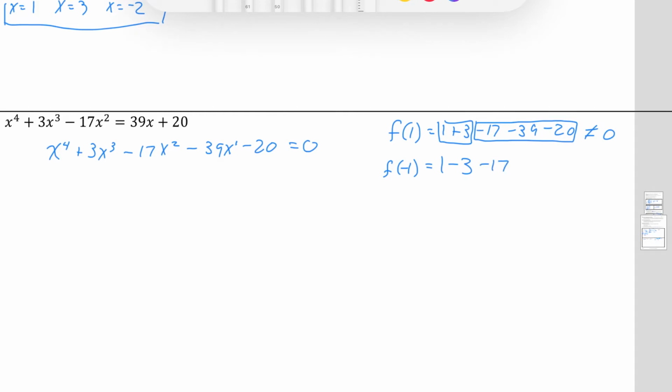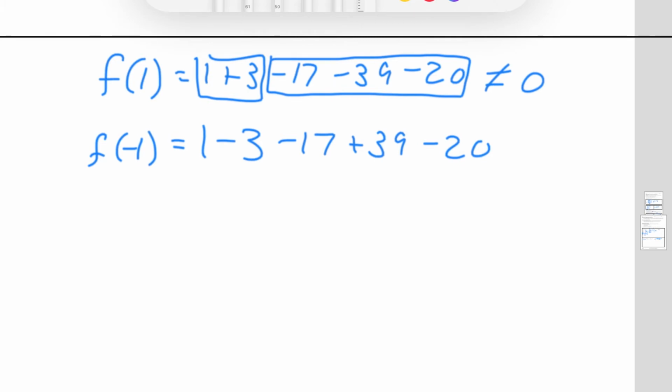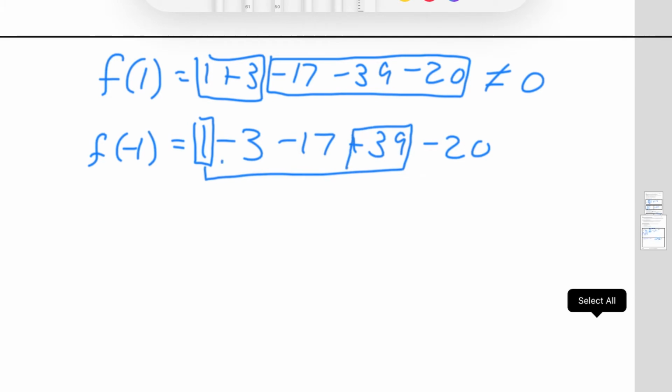Switch the sign of the 1st power x from negative 39 to plus 39, and then the constant at the end remains. And when I'm doing evaluations like that, I always like to get my positive numbers into a single answer. So 1 plus 39 is 40. And then I see here that I have a negative 3 and a negative 17. That's a negative 20. And then another negative 20 over there. So I would have 40 minus 40 equals 0. F of negative 1 is 0.